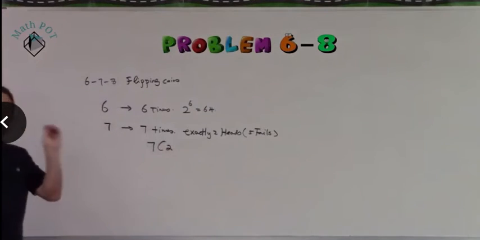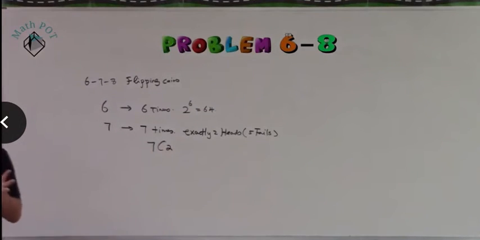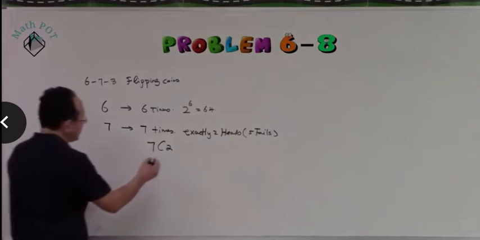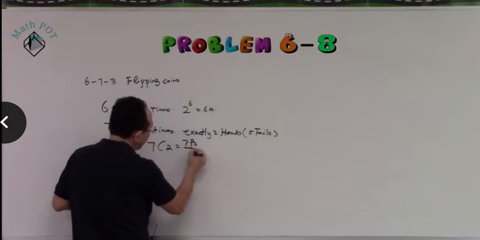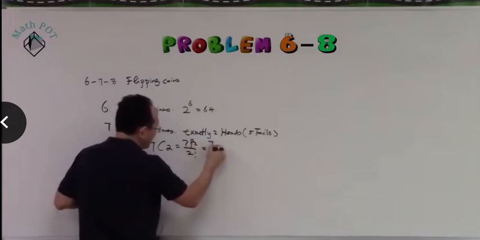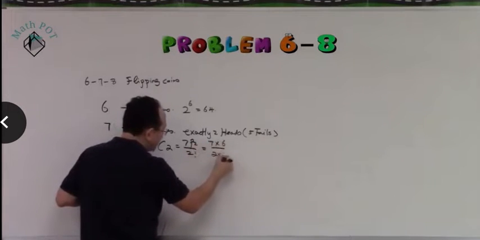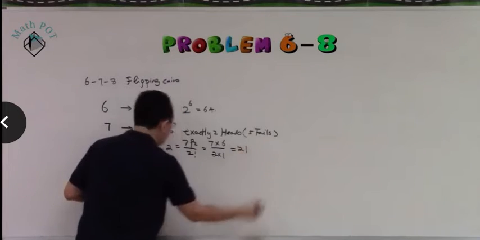Do not multiply the ways. If you multiply the ways, you are totally wrong. This is a very, very standard problem. Of course, 7C2 is nothing but 7P2 divided by 2 factorial. 7P2 is nothing but 7 times 6, divided by 2 times 1. The final answer here is nothing but 21.